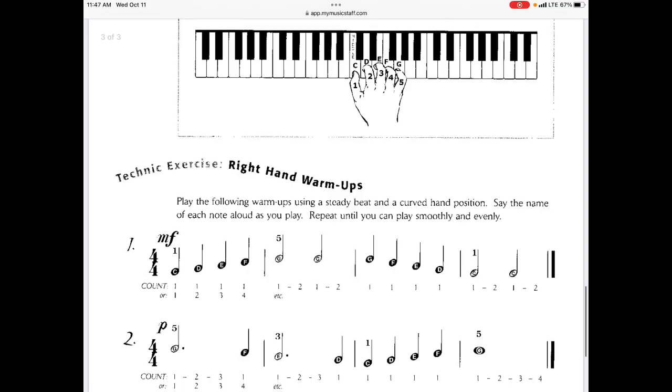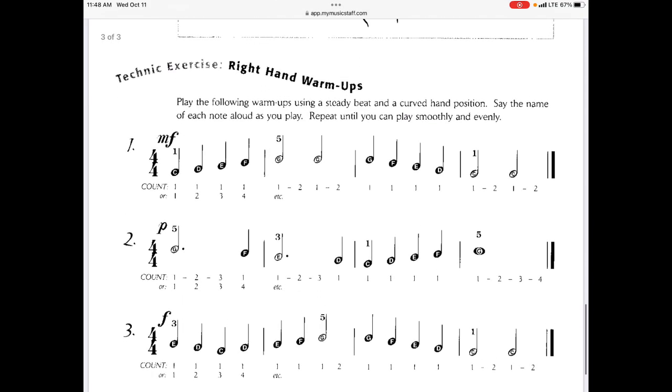Now we are going to do number 2. Number 2 consists of starting with 5, and it's going to go 5, 4, 3, 2, 1, 2, 3, 4, 5.